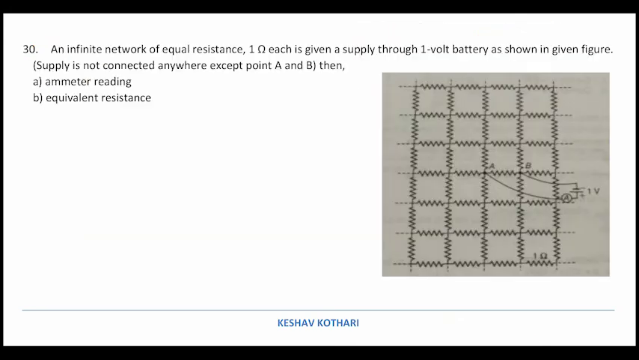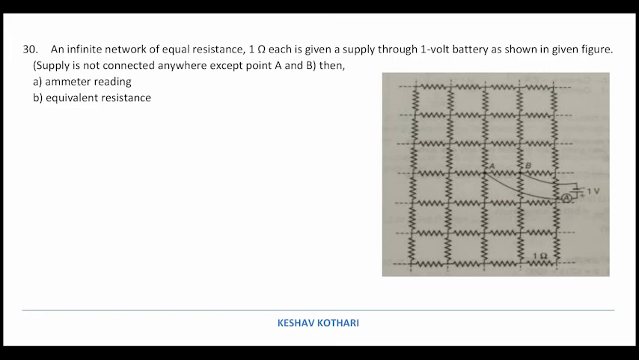An infinite network of equal resistances, 1 ohm each, is connected to a supply using a 1 volt battery as shown in the given figure. The supply is not connected anywhere between the points A and B. Then we have to find the ammeter reading and the equivalent value of resistance. So the first thing we will do is calculate the equivalent value of resistance.